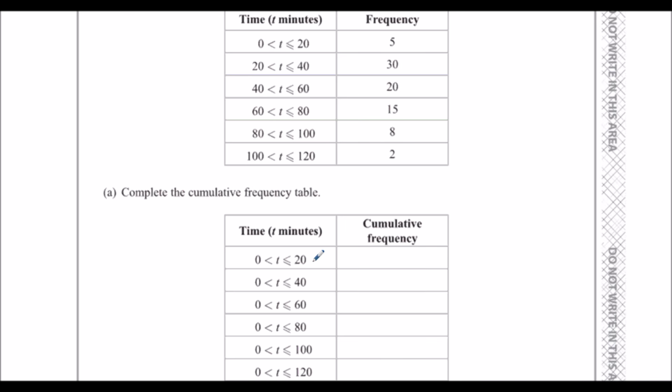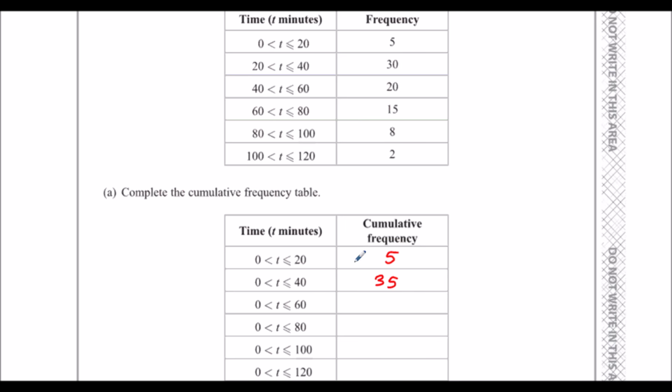And we can see this from the times we've got. So 0 to 20 is the same as the 0 to 20 in the first table. And then we've got a 0 to 40. So 0 to 40 is the first two added together. So everyone in 0 to 20 and everyone in 20 to 40. So that's 35.